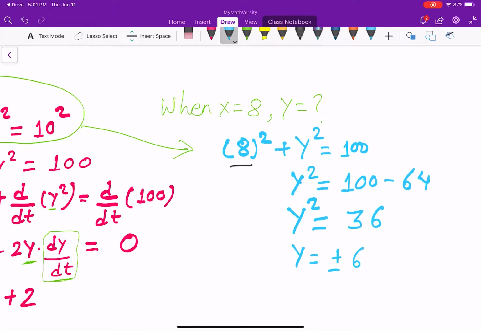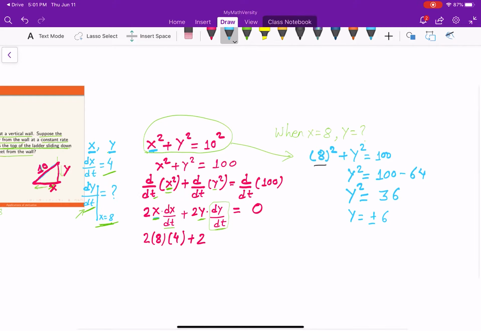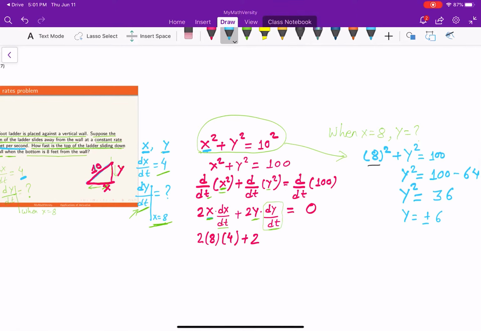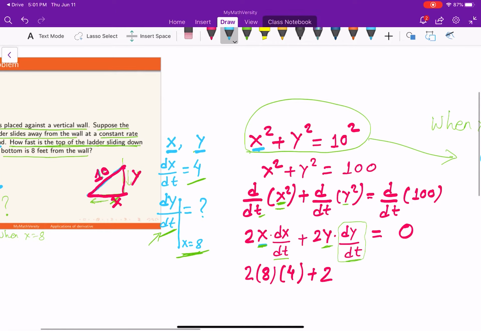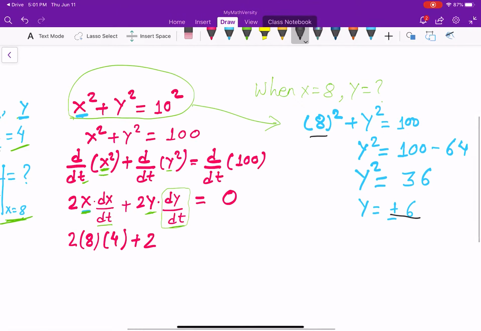So are we going to use both of these values? We get the value of y, but we have two values, right? What do we do here? Well, we need to understand what y means. What y means in our problem is the distance from the top of the ladder to the bottom of the wall, right? And that has to be positive, right? So if that is the case, then we'll just take the positive 6. All right, so let's take the positive 6 and plug that information in here. y is equal to 6, and then the derivative of y with respect to t is the unknown. That's what we need to figure out.